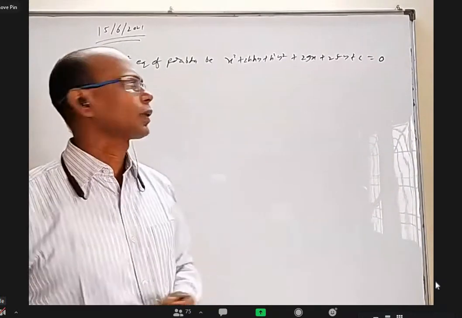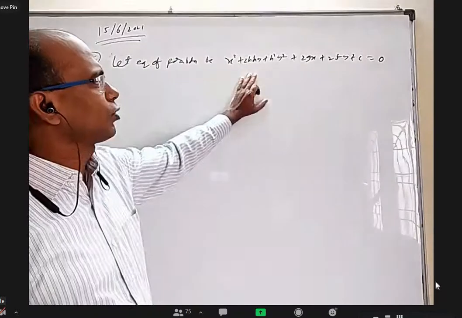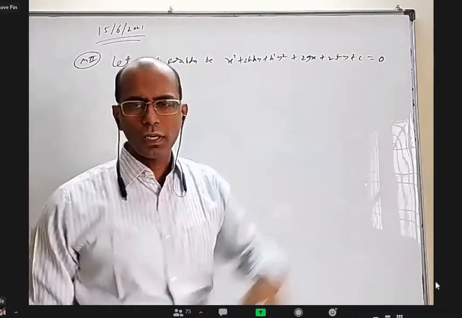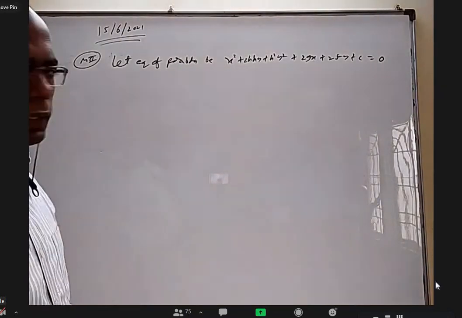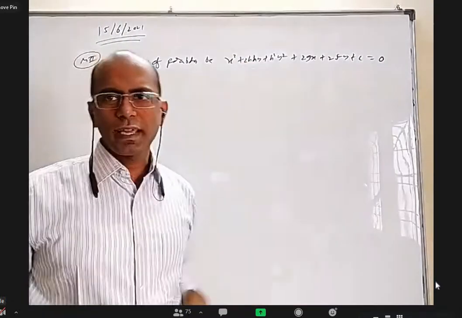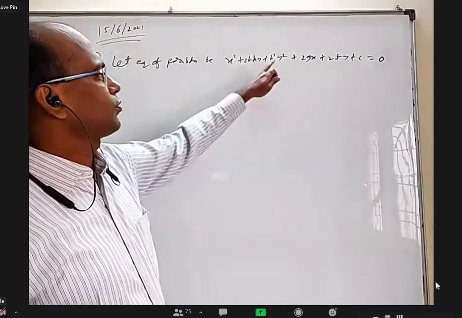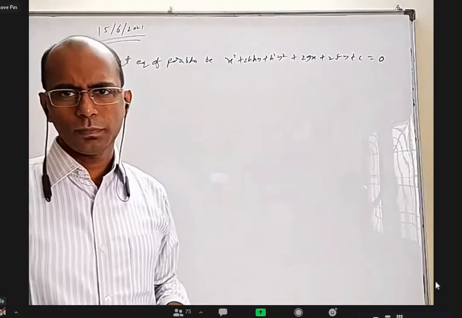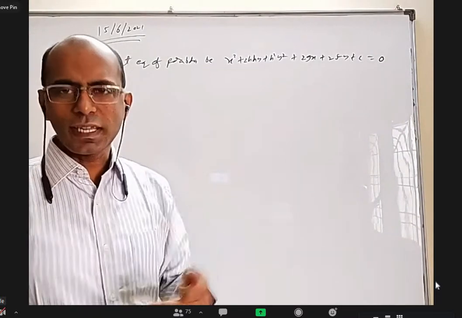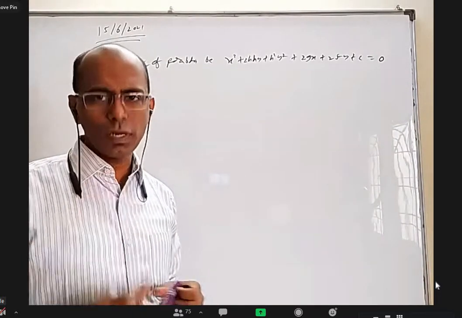Yes, sir. Now I have 4 unknowns: h value, g value, f value, and c value. Right? Okay. Now how to find them? I want to know where this parabola is touching the x-axis. I'll put y equal to 0. I should get a quadratic equation with equal roots, right? Because it's touching the x-axis, I should get only one x value.